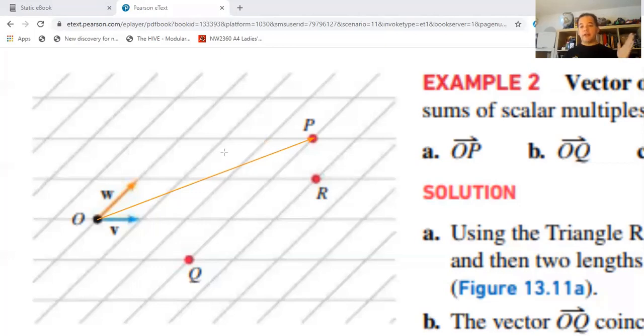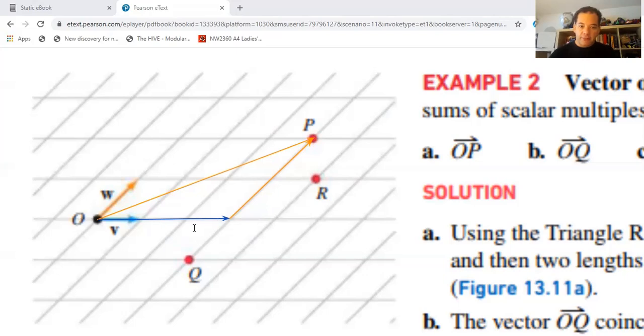So we need to add some V's and some W's. And you can tell that if you take this one, I'm drawing right now, and you add, go back to the orange, and you add this one, you get what we want, right? So if I add this blue one that I drew with this orange one, I get OP. And what is the blue one? Well, the blue one is 3 times V, right?